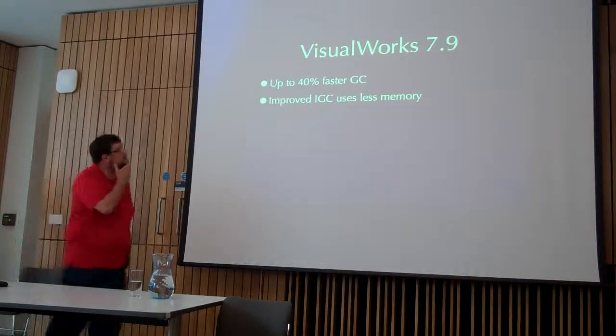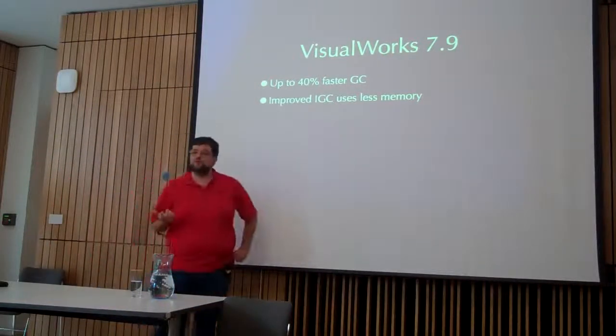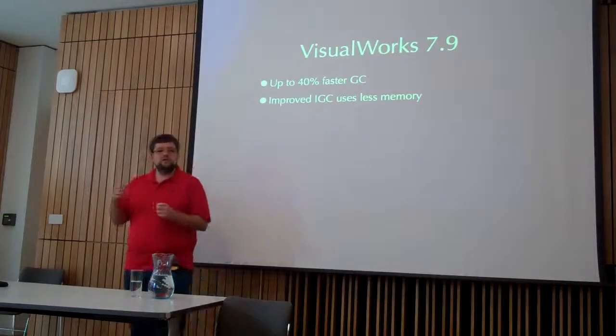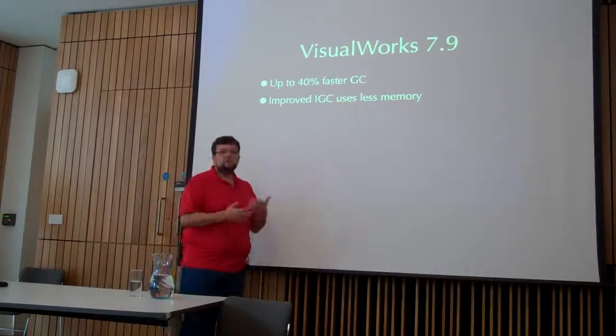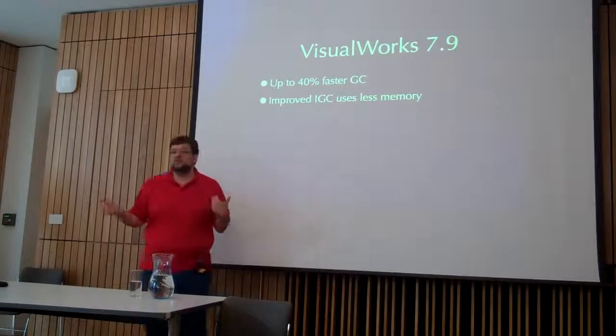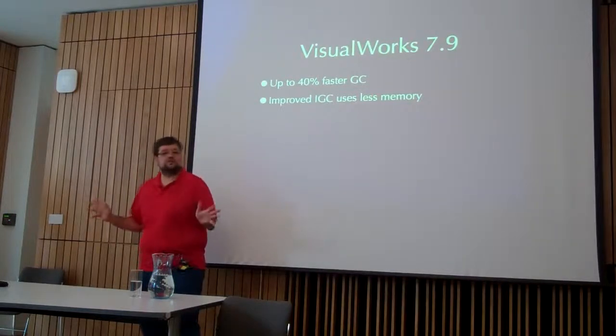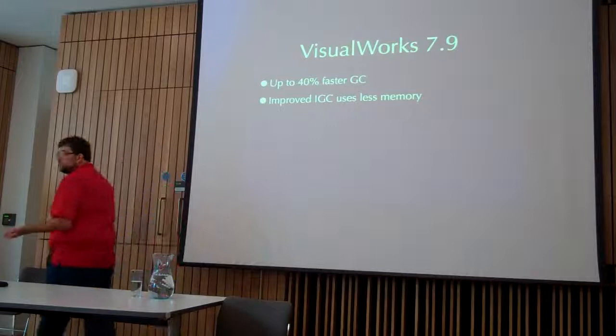Moreover, we will have an improved IGC that uses less memory and manages its weak objects list much better, because before we could fabricate cases in which the IGC would start using more memory than there were objects. That doesn't happen anymore. And as a result, your application goes faster.